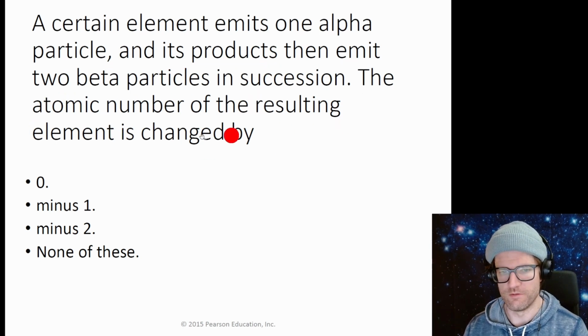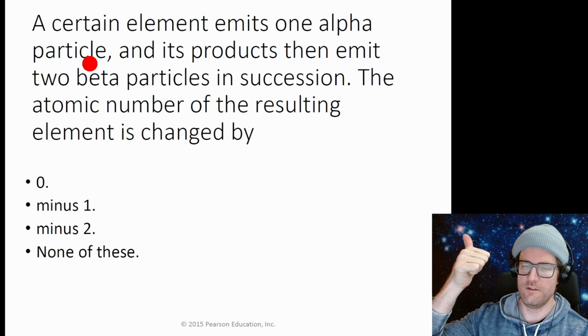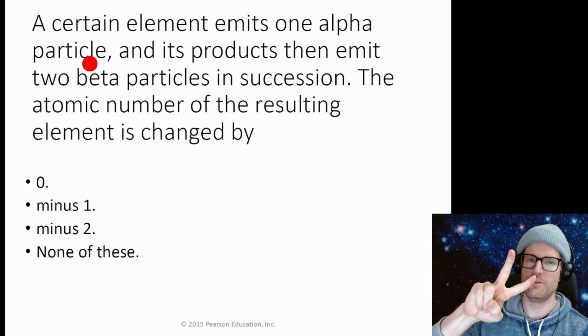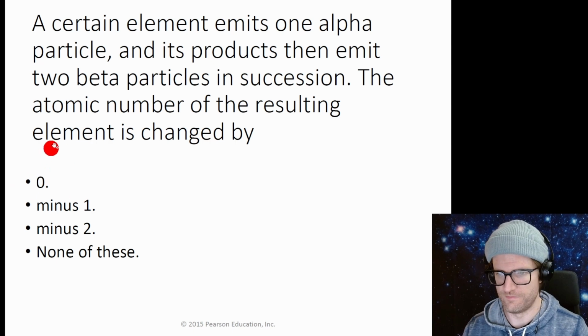The atomic number of the resulting element is changed by, well, an alpha particle, 2 protons leave, and then 2 beta particles convert 2 neutrons to 2 protons. So we lose 2 protons, but we gain 2 from beta emission. So that's 0 in total.